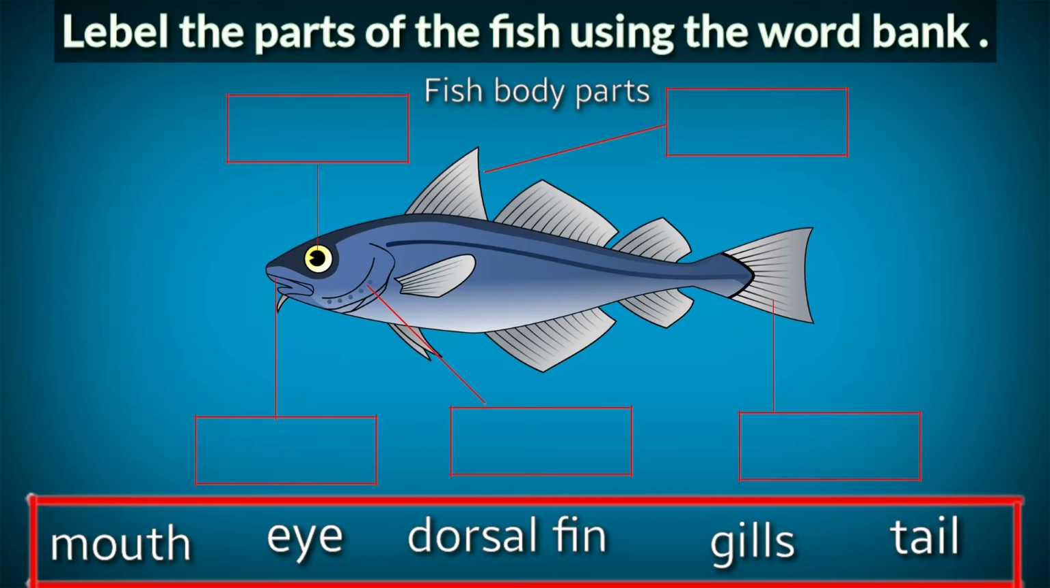Science practice worksheet. Label the parts of the fish using the word bank. Classify fish body parts: mouth, eye, dorsal fin, gills, tail.